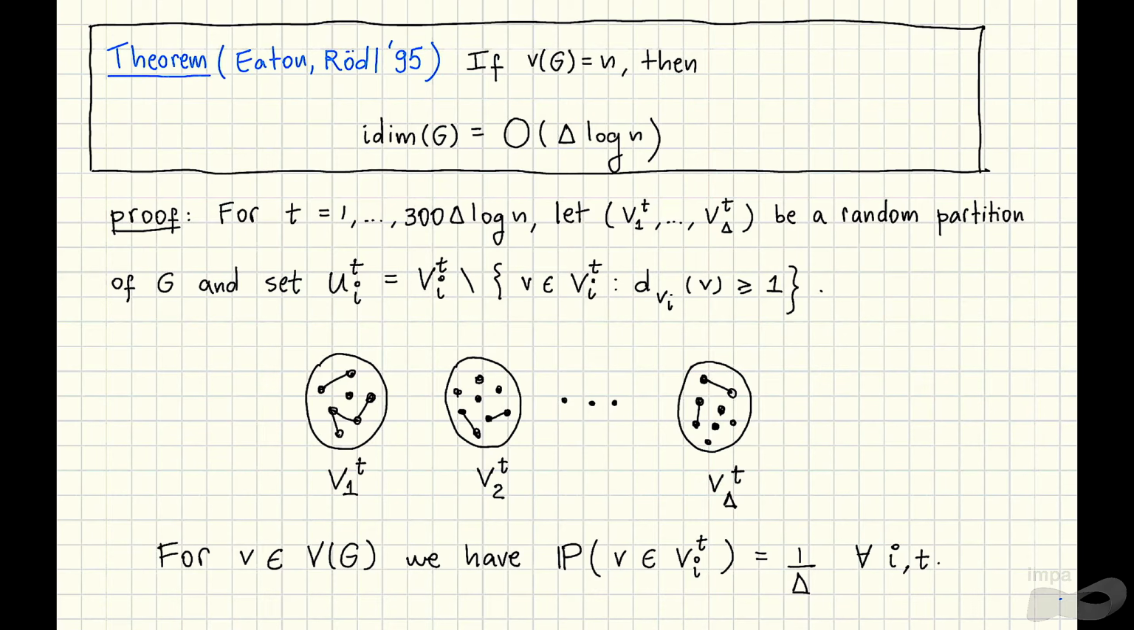First of all, how do we choose this random partition? We have 300 delta log n partitions. All of them are independent from each other and random. And for every single vertex, you place v in the part Vi with probability 1 over delta. So for every vertex, you ask where it goes, and you do that for every single vertex in your graph, and you have these 300 delta log n partitions. Is it clear? Right? OK.